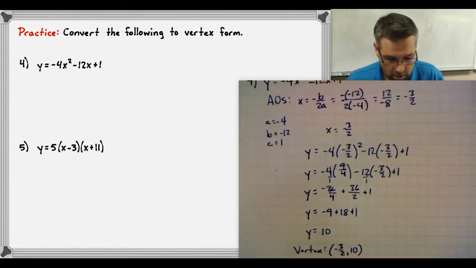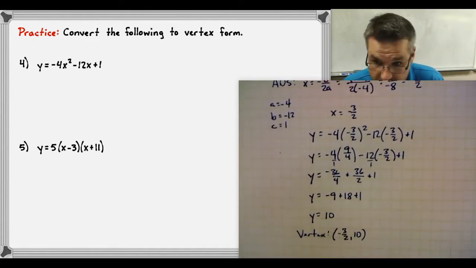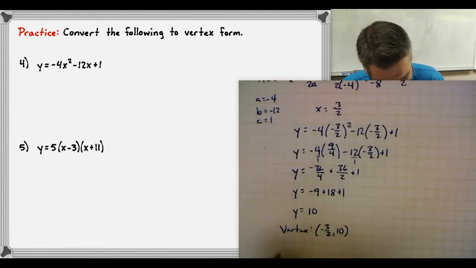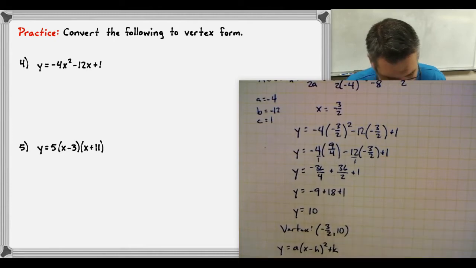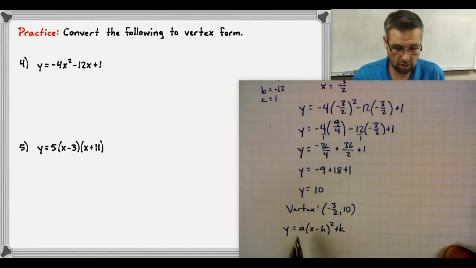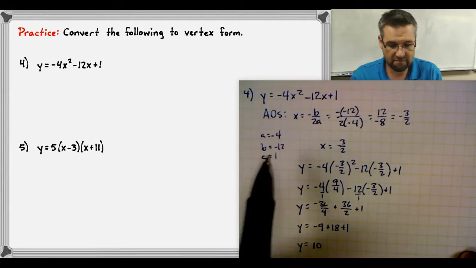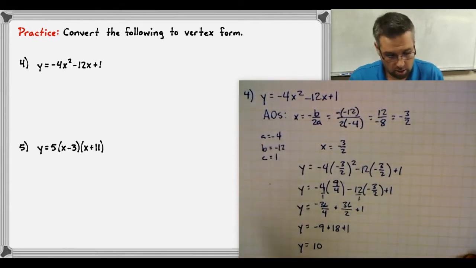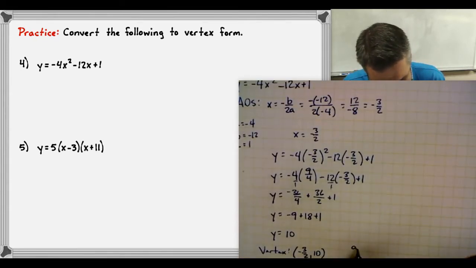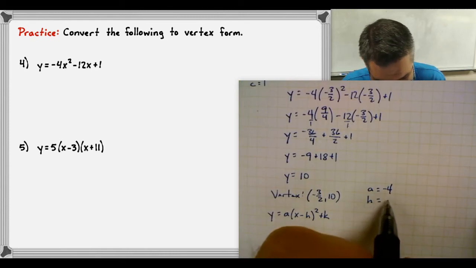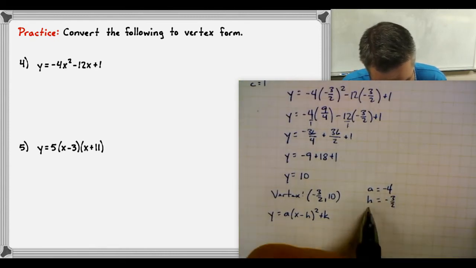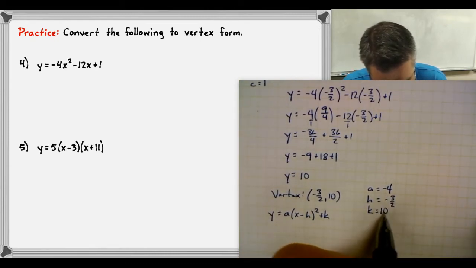Then from there, to plug into our vertex form, remember, the vertex form is y equals a times x minus h squared plus k. Well, what is our a value here? Our a value is the a value from our standard form. So we would say that a is negative 4, h is the x value in our vertex, so that's going to be negative 3 halves, and then k is our y value, so that's 10.